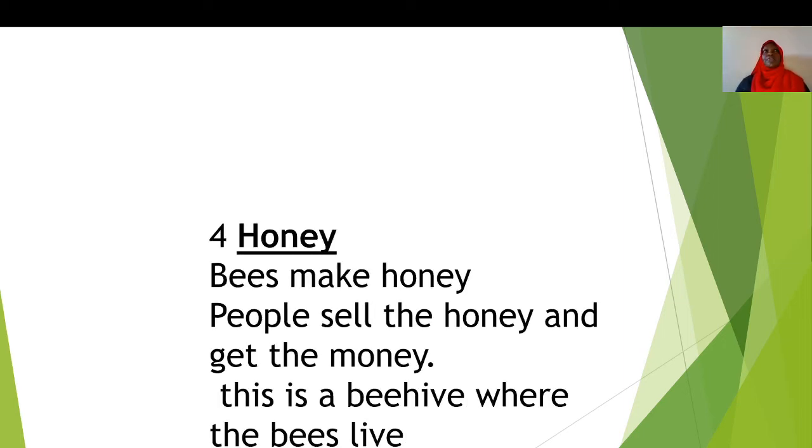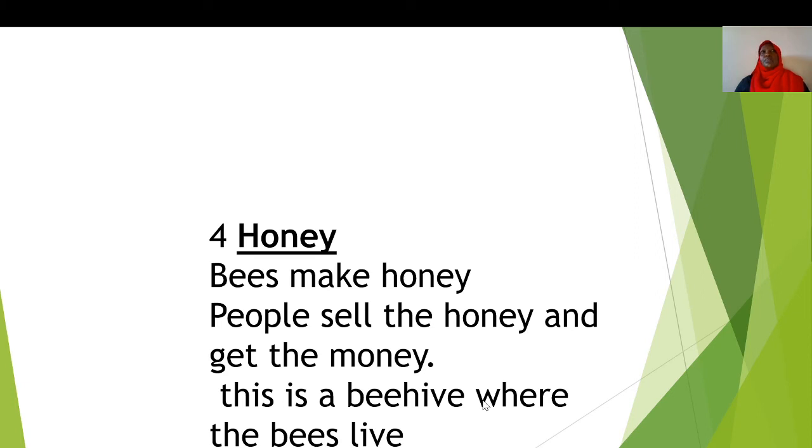Number four, we have honey, and we know very well we get the honey from bees. The bees are the ones that make the honey, all the insects that make the honey. So bees make the honey, then people sell the honey and get the money.